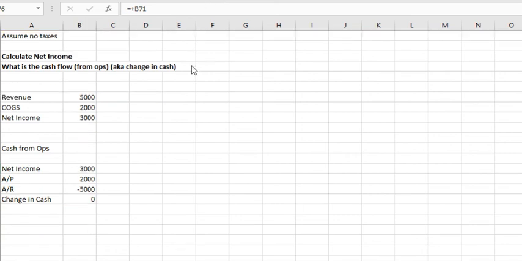I hope this helps with what we call the indirect method. In the next video we are going to start analyzing a full example with a full balance sheet and income statement. I just want to make sure that you understand why we are adding depreciation, why increases in current liabilities are added in, why increases in current assets are subtracted from cash flows.